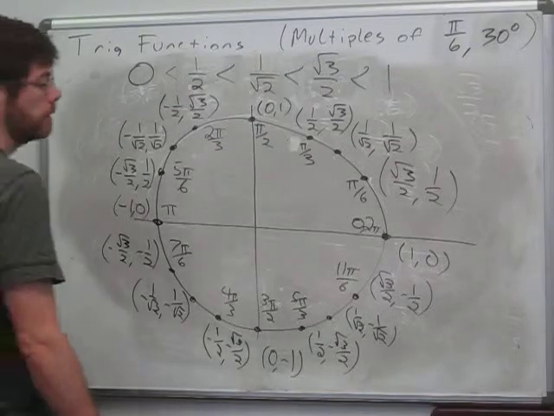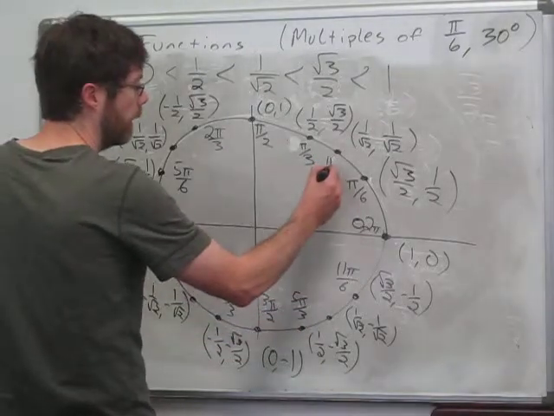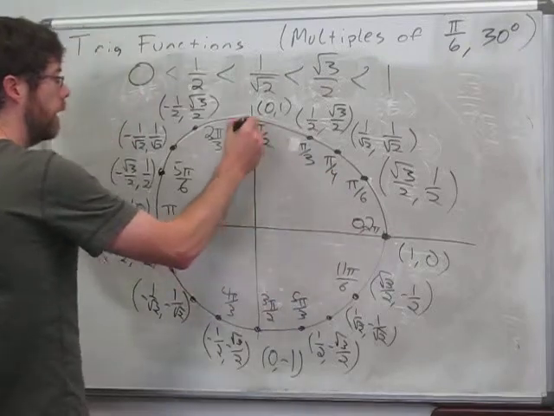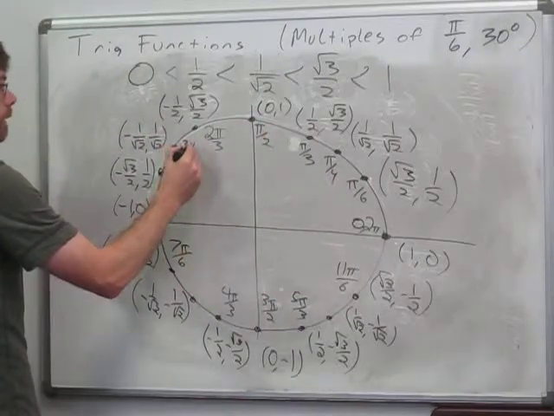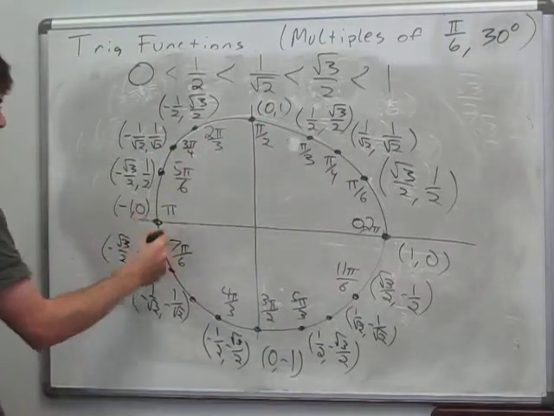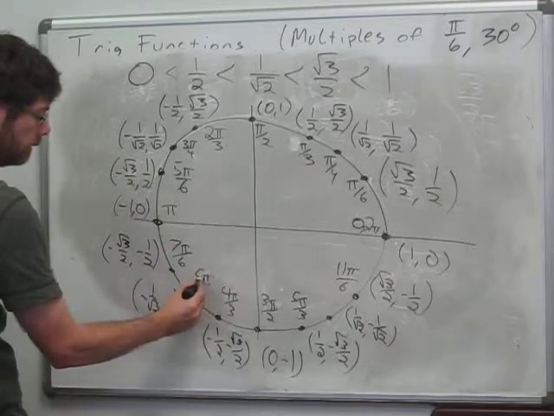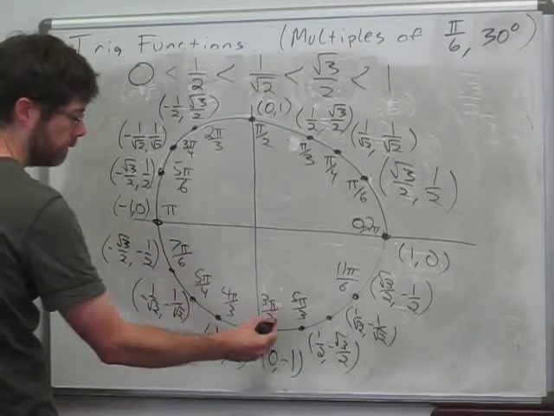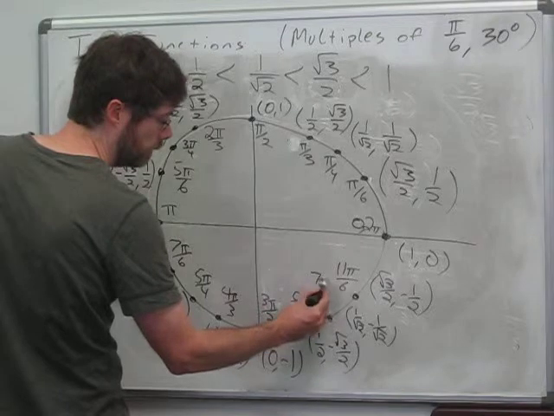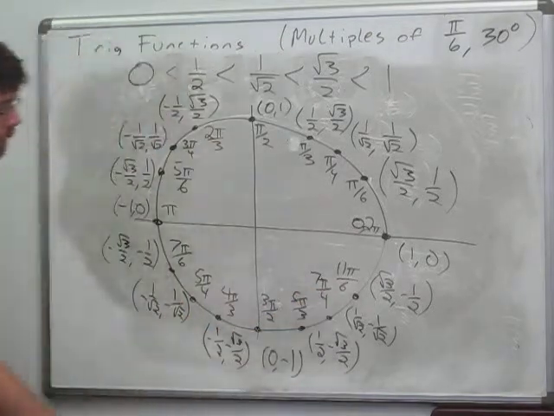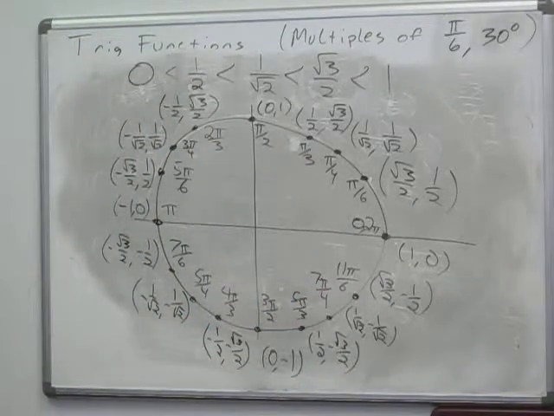What about the multiples of pi over 4? Well, this one is pi over 4, 2 pi over 4, 3 pi over 4, 4 pi over 4, 5 pi over 4, 6 pi over 4, 7 pi over 4. Okay. So thinking our way around the circle in this fashion, we are able to reconstruct it without having to memorize the entire picture.